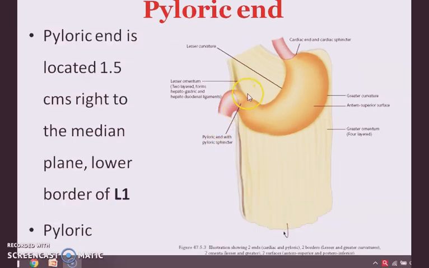This is the pyloric end of stomach and it opens into the first part of duodenum. It is located 1.5 cm right to the median plane at the lower border of L1 vertebra. A well-defined pyloric sphincter is located at pyloric end and it is formed by aggregation of circular pyloric muscle.